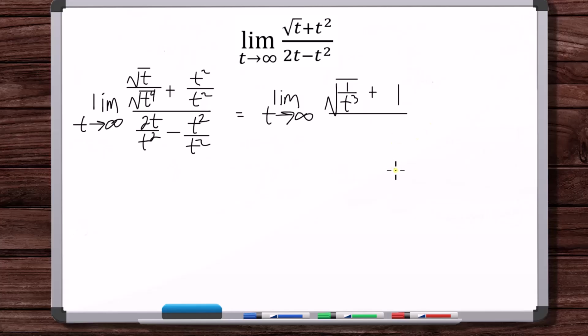Okay, so now plugging in infinity, 2 over infinity goes to 0. The denominator goes to minus 1. Here, this goes to 0, so you have 1 over infinity cubed is 0. The square root of 0 is 0. Plus 1, this goes to 1. So 1 divided by minus 1 is minus 1.